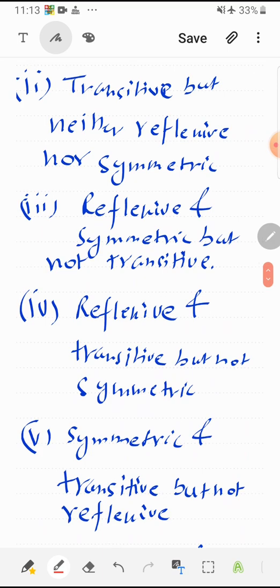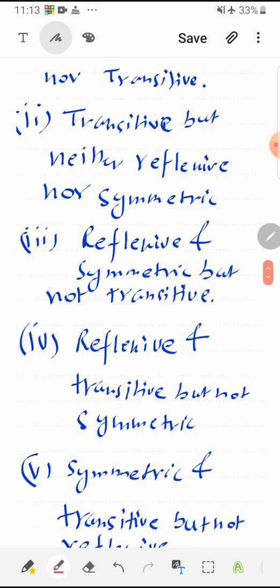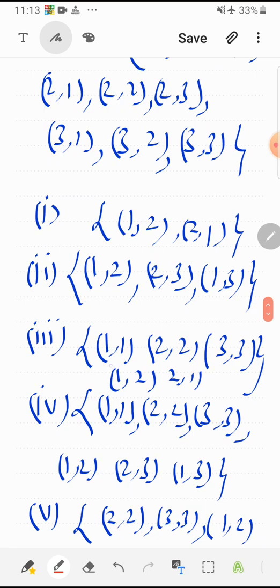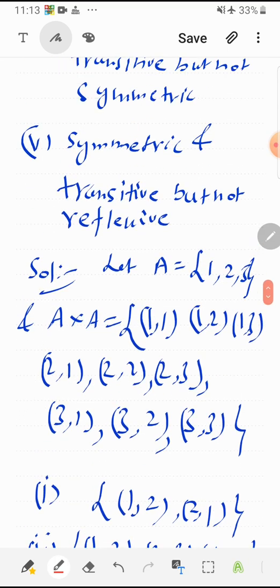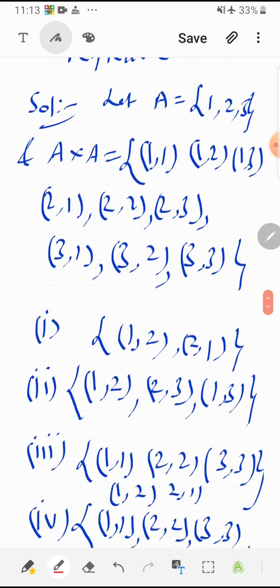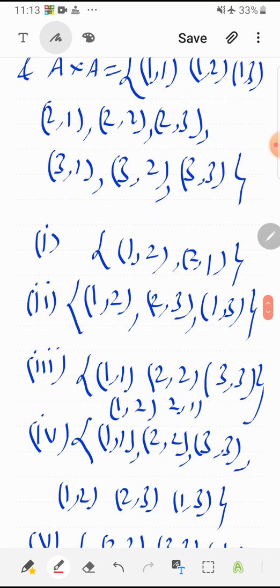Third one is reflexive and symmetric but not transitive. Reflexive and symmetric: (1, 1), (2, 2), (3, 3). This is reflexive and symmetric, (1, 2), (2, 1). So it is obviously not transitive. Next is reflexive and transitive but not symmetric. So again for reflexive I am picking (1, 1), (2, 2), (3, 3), and for transitive (1, 2), (2, 3), (1, 3), and obviously it is not symmetric.